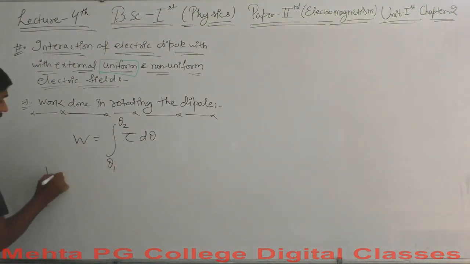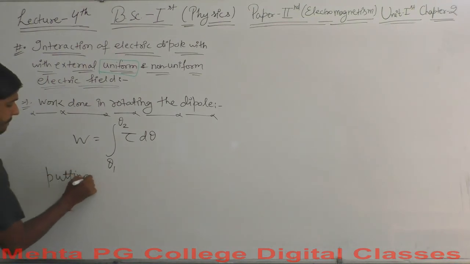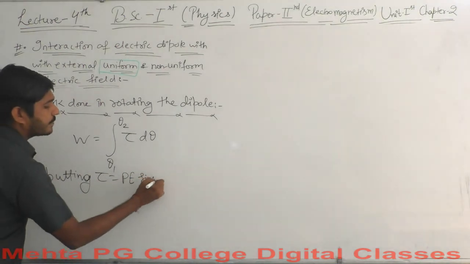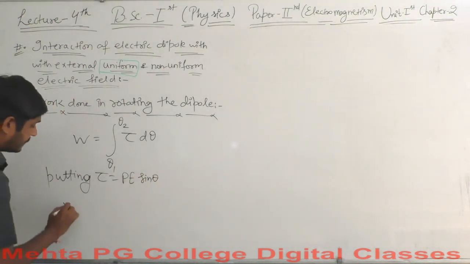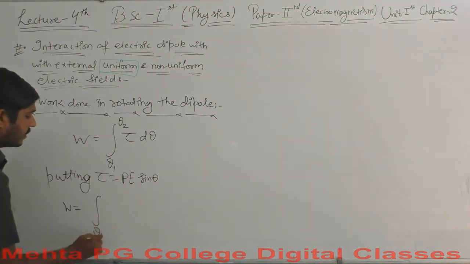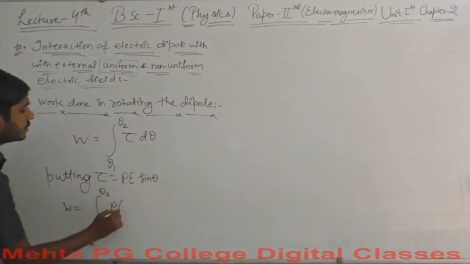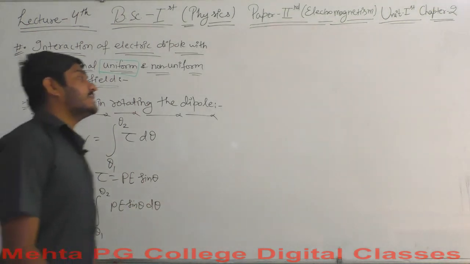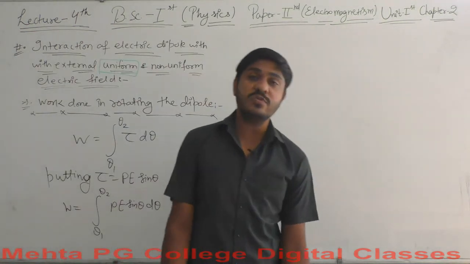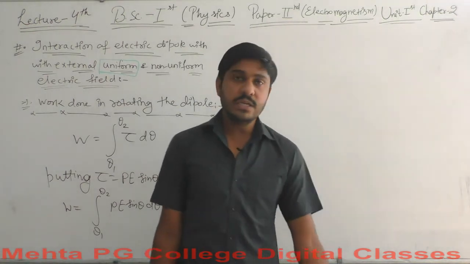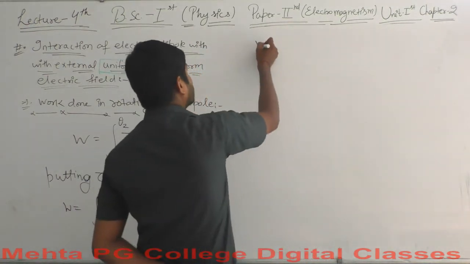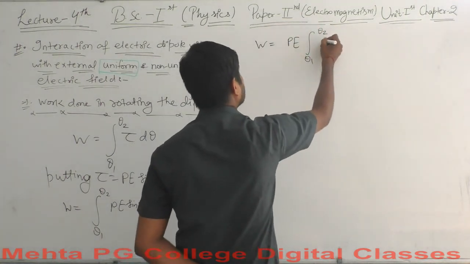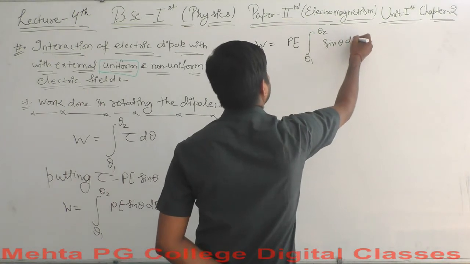So putting tau equals pE sin theta, W will be equal to the integration from theta 1 to theta 2 of pE sin theta d theta. Well, p and E are constants here because they do not have a component of theta, so they should be written outside of the integration. We can say pE times the integral from theta 1 to theta 2 of sin theta d theta.